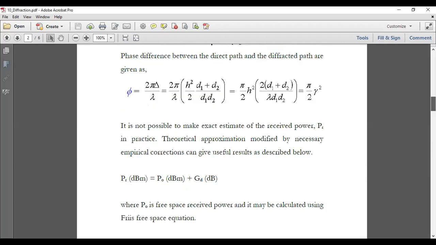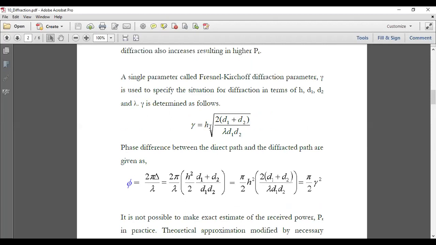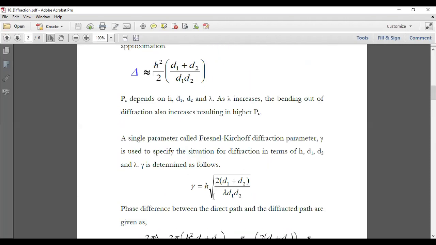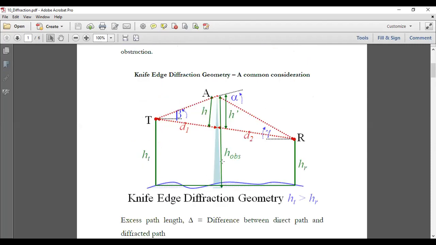So when you calculate the Fresnel diffraction parameter, this gamma is a function of H. And so you must know H for your particular case. That is the height of the obstacle above the line connecting the transmitter and the receiver. But you see that you have some inclinations here and you don't have perfect right angles. So what do you do at the time of the exam? Let's use some approximation.